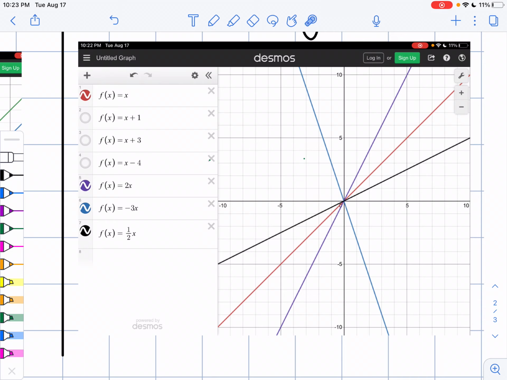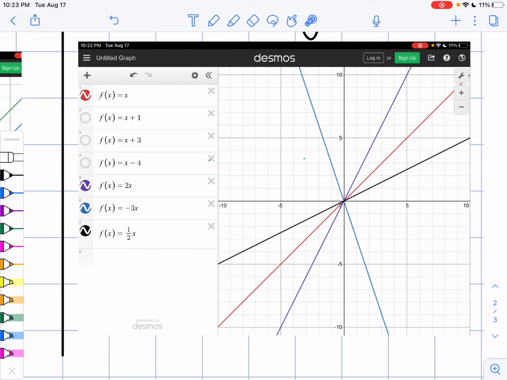If I'm looking here, I have y is equal to 2x or f of x equals 2x. So this is my purple guy. It starts here, but now I'm going up 2 over 1, up 2 over 1, up 2 over 1 to get the next point. What changed? My slope. What about this one? Line 6, this blue guy, this one says y equals or f of x equals negative 3x. So I'm here. Now, because I'm negative, I have to go down 3 over 1, down 3 over 1.